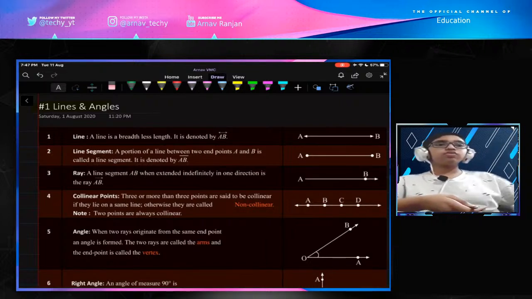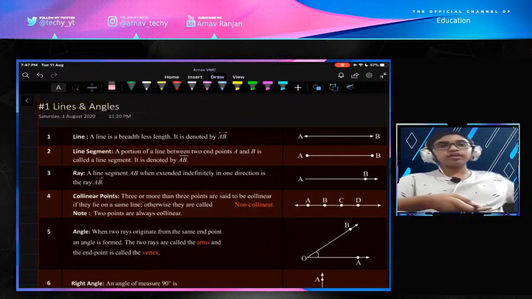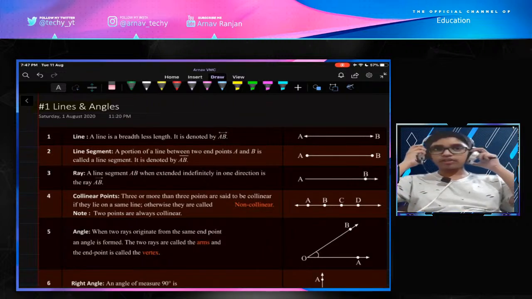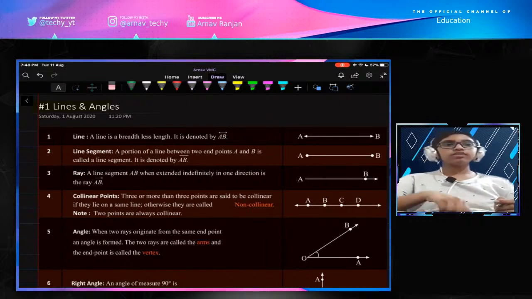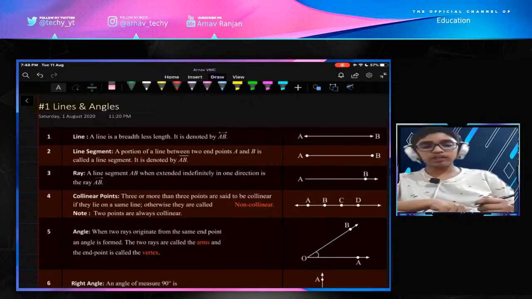So, today in this live class, we will study a topic. The topic is lines and angles. It's a topic in class 9th CBSE. So, the first thing which we have to study in this topic is what is a line.